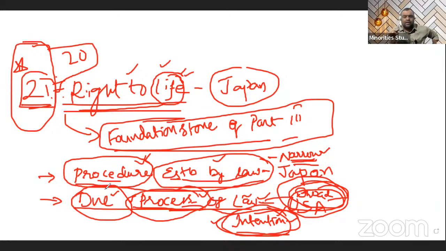So, in a nutshell, I'm going to tell you in one line whether the law is implemented according to the rules or not: that is procedure established by law. If the law's intention is good, you know what the meaning of intention is, the inner thing, if the applicable intention is good, then the court will ignore whether the procedure was followed or not. That's it. This is called the due process of law.